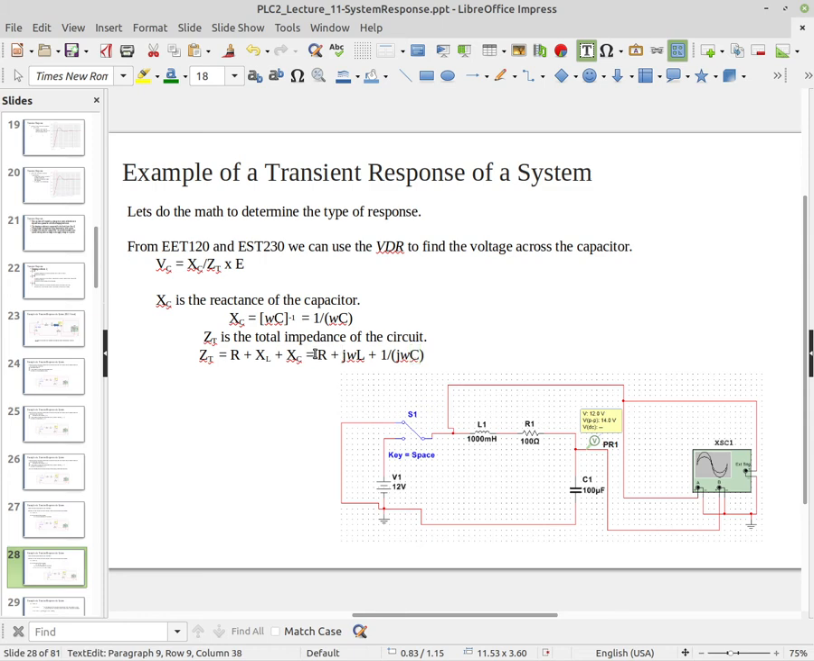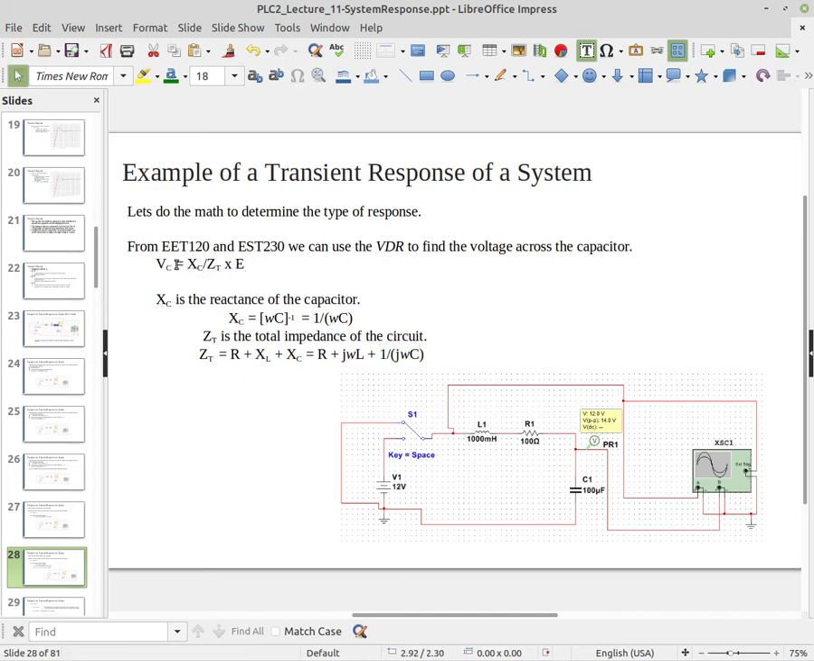All right, so when we look at the total impedance, we see that the total impedance is R plus j omega L. Remember, omega is 2 pi times the frequency, so it's the angular frequency of the system. And then the reactance or the impedance of the capacitor. So the total impedance is, of course, the resistance plus the impedance of the inductor plus the impedance of the capacitor.